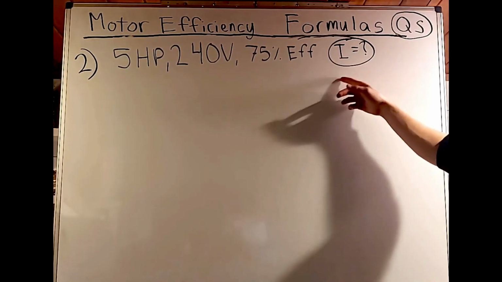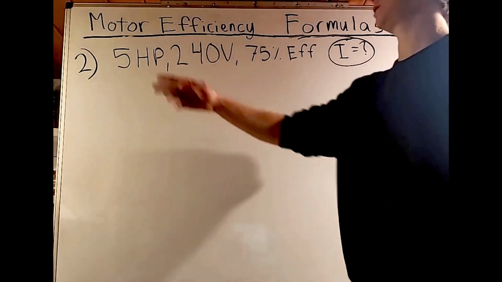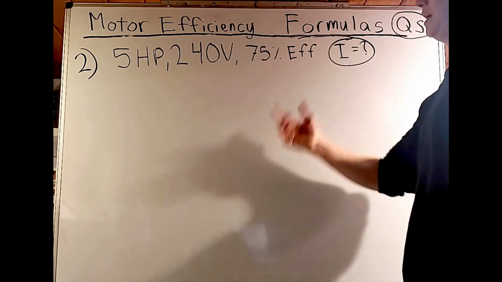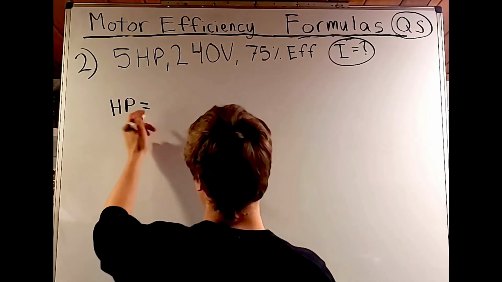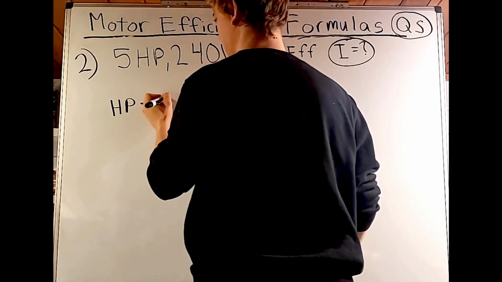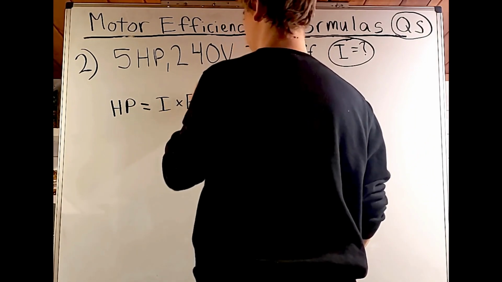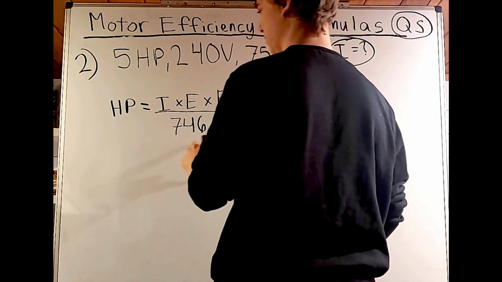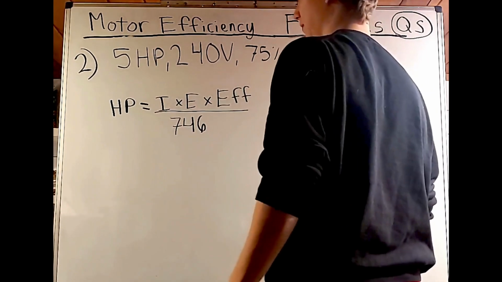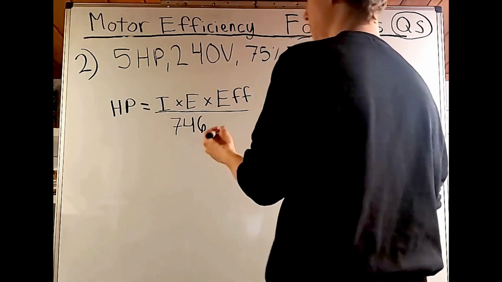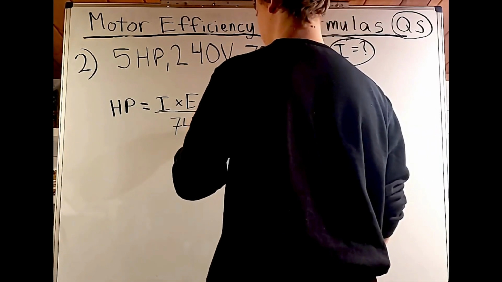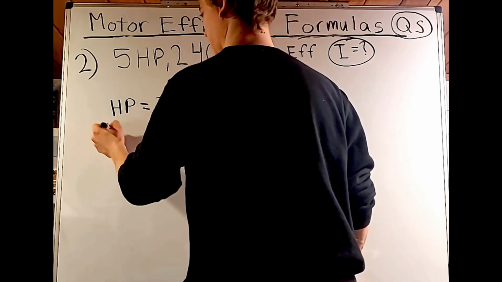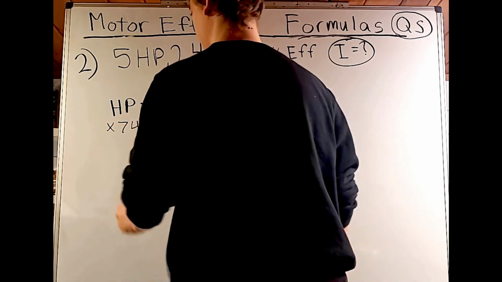We want to find the current of a motor with 5 horsepower, 240 volts, and a 75% efficiency rating. First I'm going to think about the horsepower formula, and how that is going to be I times E times the EFF, efficiency, over 746. And I want to find current, so if I want to rearrange this, all I got to do is get rid of the 746, and now I have that on that side.